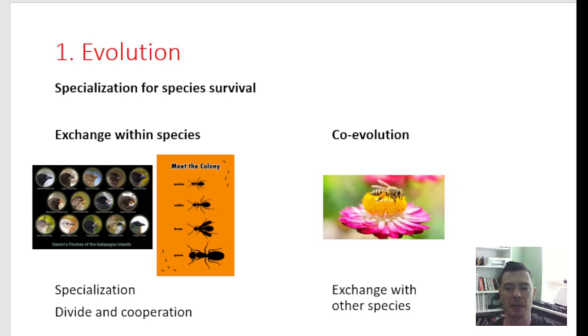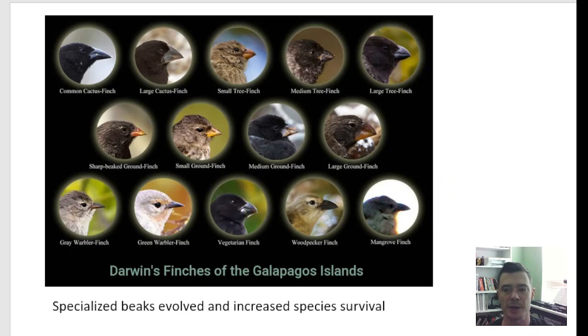This is a very big picture evolution, and species have evolved in such ways that recognizing that cooperation was hugely advantageous to a species' survival. So we'll go through a couple of examples of this.